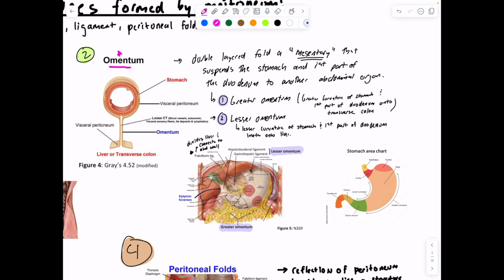All right, then we have a form of mesentery called omentum, and so this is a double layer fold, aka a mesentery, that suspends the stomach, specifically the first part of the duodenum, to another abdominal organ.